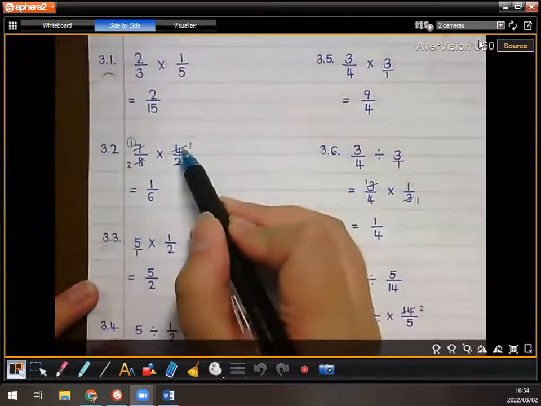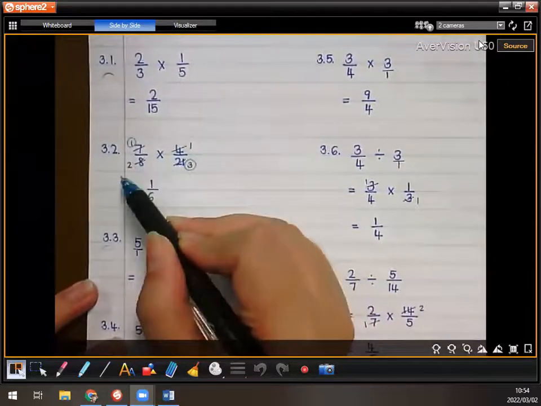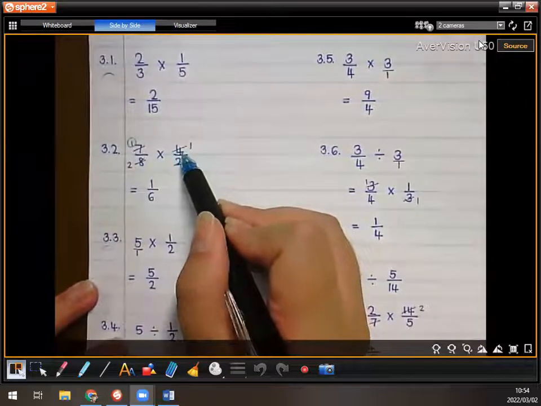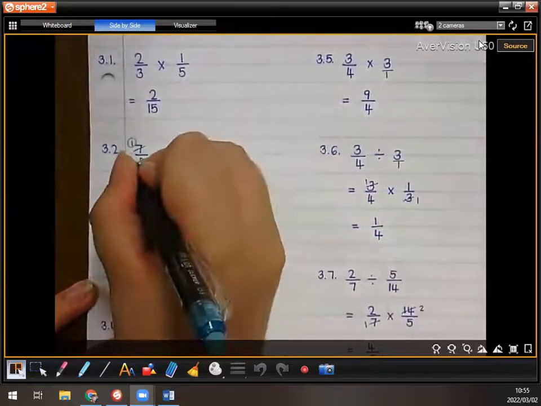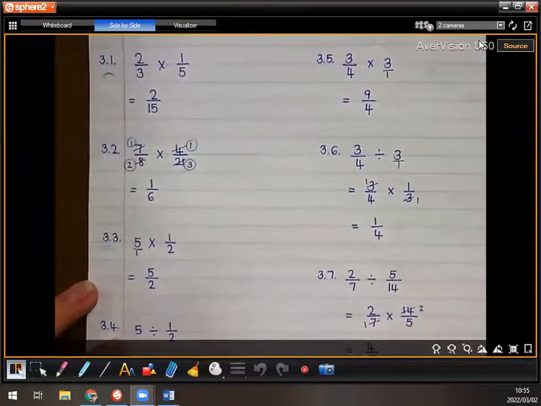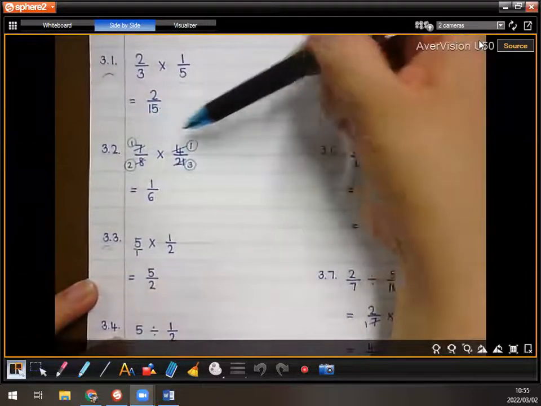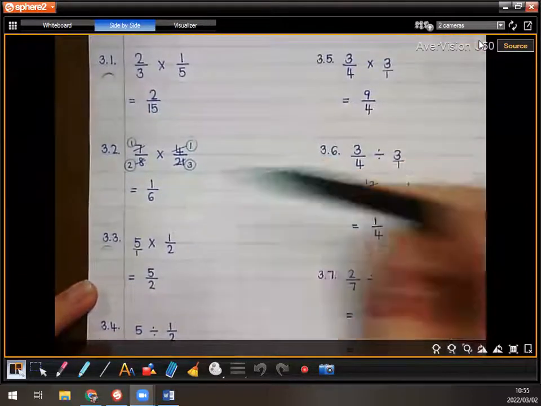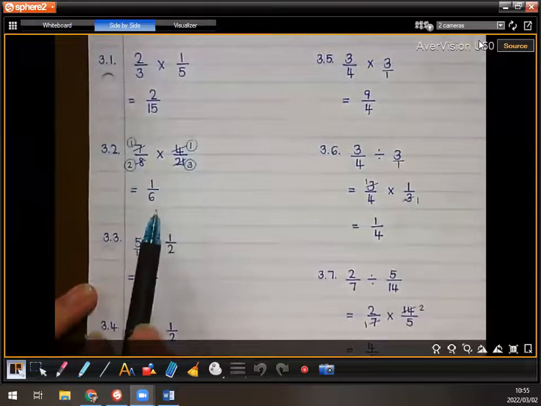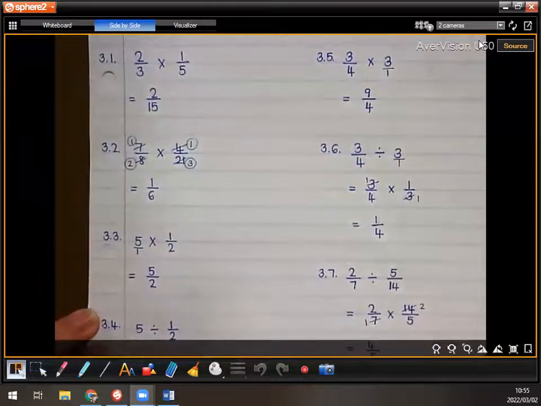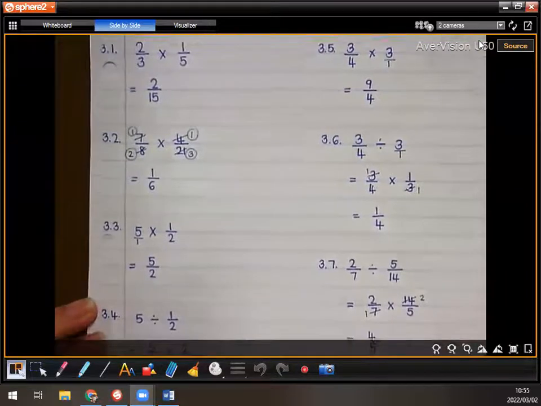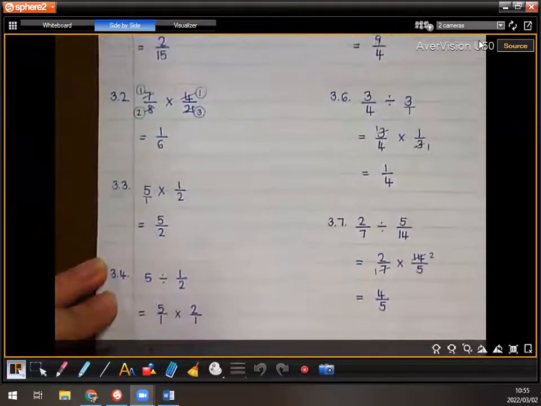Then if you're looking at 4 and 8, 4 can divide into both of those. So 4 divided by 4 again is 1. And 8 divided by 4 here is 2. Now, guys, the numbers that are left, those are now the ones that you multiply. Remember? So now you're going to say at the top, 1 times 1 is just 1. And at the bottom, 2 times 3 is 6. And that is then your final answer. I'll come back up to these ones just now.